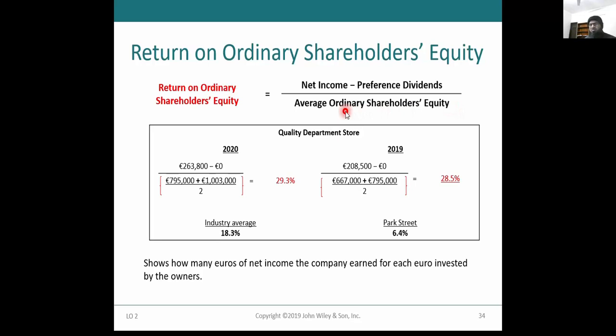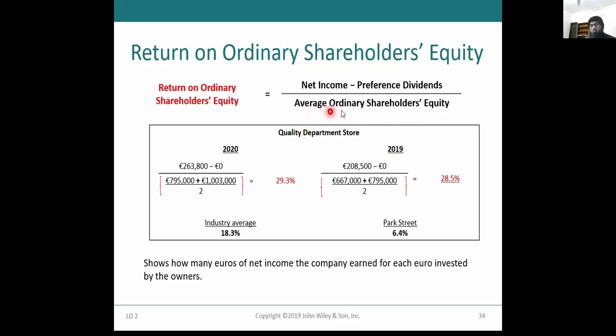Average ordinary shareholders' equity, right? So whatever total shareholders' equity is, we deduct the preferred share capital, and then the remainder becomes the average shareholders' equity, right? Everything else is the ordinary shareholders' equity. Of course, if there are treasury shares, we deduct them while computing the total shareholders' equity, because by default it is a negative part, it is deducted from the owners' equity.